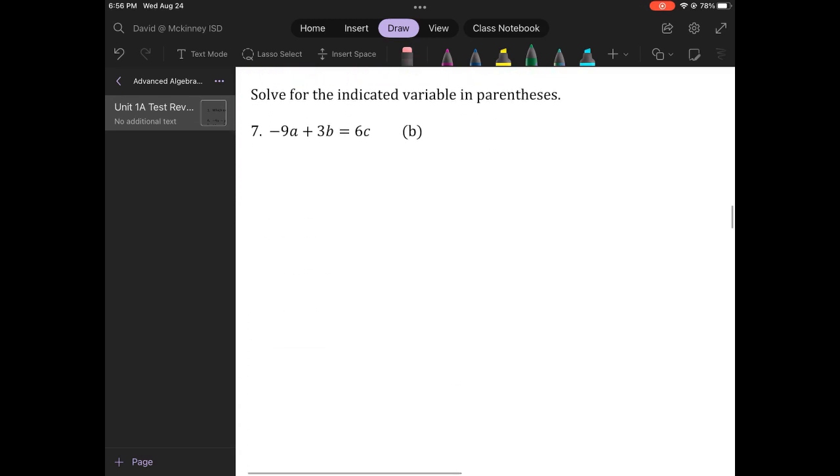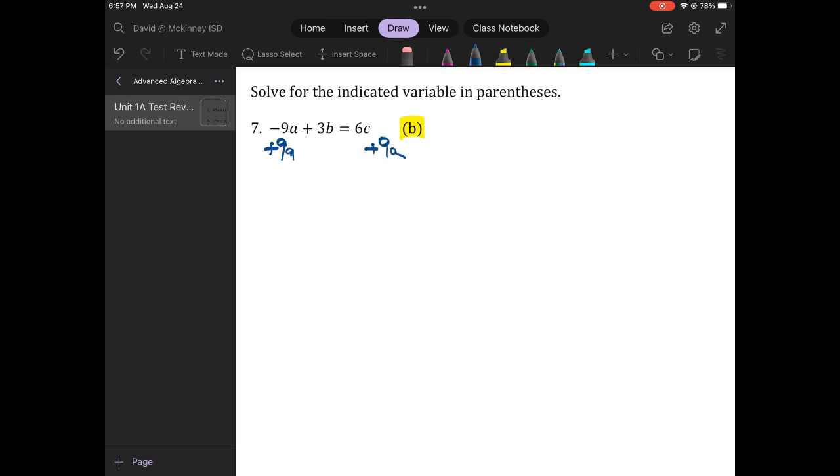Let's try another one. Solve for the indicated variable in parentheses. Well, in this case, that's going to be the letter b. So I need to move b to one side of the equal sign by itself and everything else away from it. So we're going to start with the term negative 9a. The opposite of negative 9a will be positive 9a. So I will add 9a to both sides.